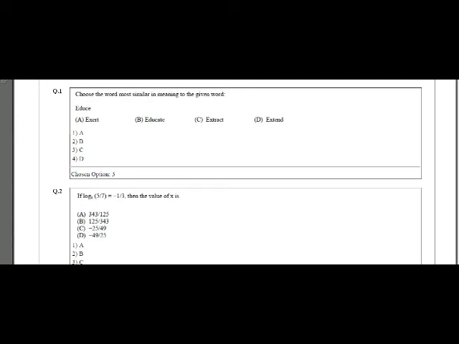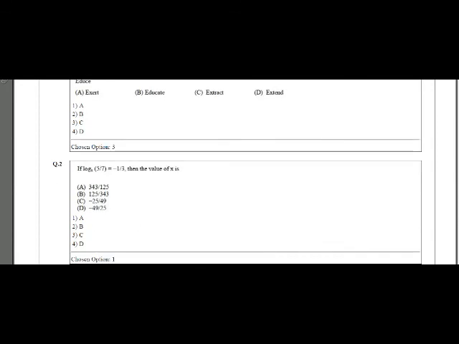The word is educe. Options are exert, educate, extract and extend. So the answer is extract. You can just google the meaning for the word educe. Another guess which you could have done in the exam is that educe means deduce, like deduce, educe. They're all in the same sense. So it means bring out something from. So bring out means extract. So the option is 3.